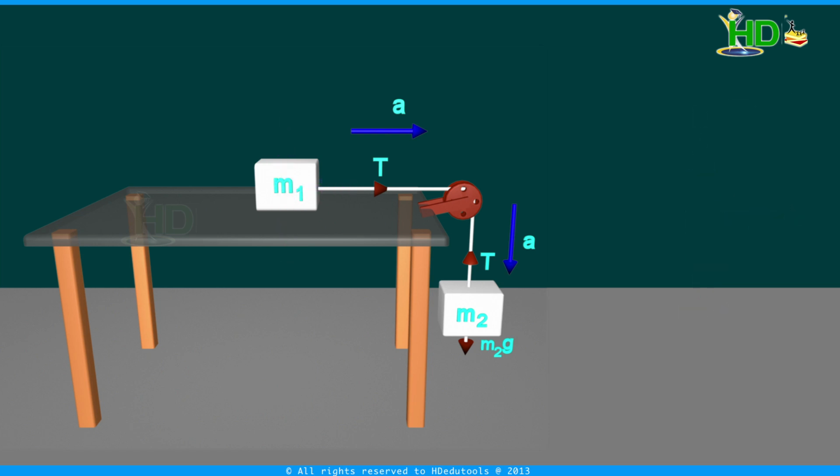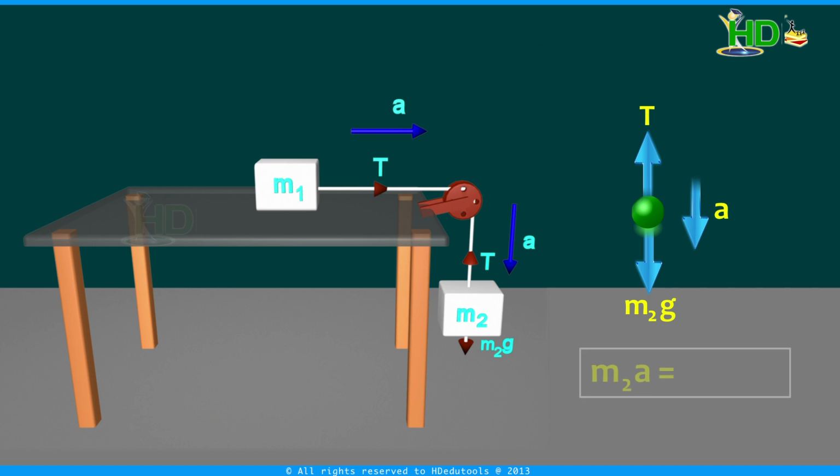Now we take the different forces acting at M2. M2g, the weight, is acting vertically down. The tension is vertically up. And the system is moving down with acceleration A. What is the net force acting on the body? M2 into A. Now this is equal to M2g minus T. Why? Because M2g is in the direction of M2A and T is opposite to this. Now we take this as equation 2.